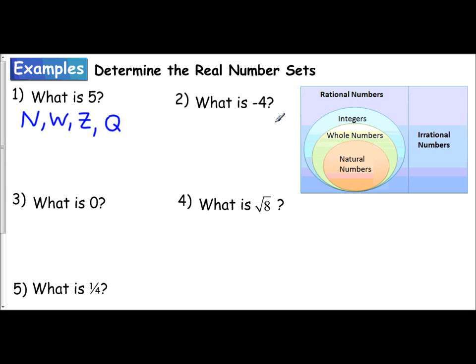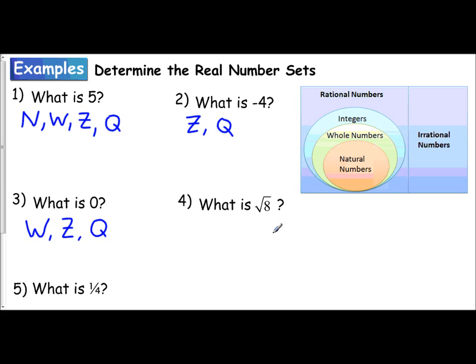What is -4? What number set or sets does -4 belong to? If we think back, our negative numbers were introduced in the integers. So therefore, -4 starts in the integers subset and then expands into the rational numbers. Our whole numbers is where 0 originated, and our whole numbers subset is contained in the integer set and the rational set.